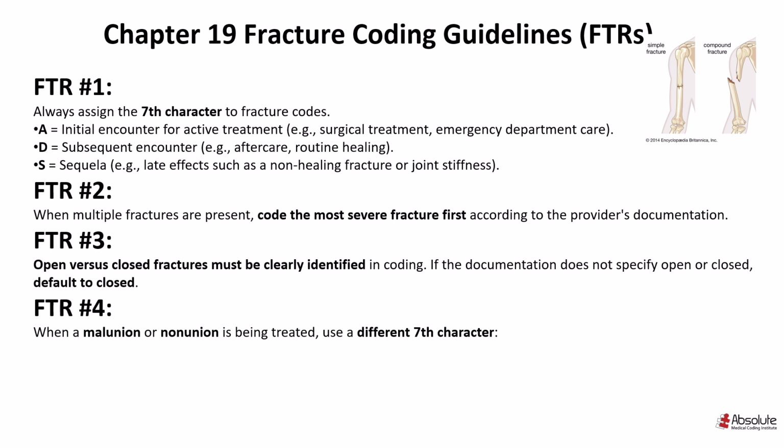Number four, when you have a malunion or non-union fracture, this is not necessarily a fracture. This is the fracture after it's healed or should have been healed. So this is the result. Malunion means poorly healed or badly healed. Non-union means it didn't heal. So make sure you pay attention to the appropriate seventh character extender.